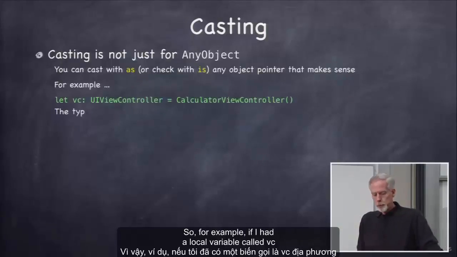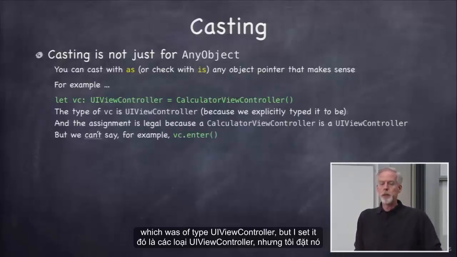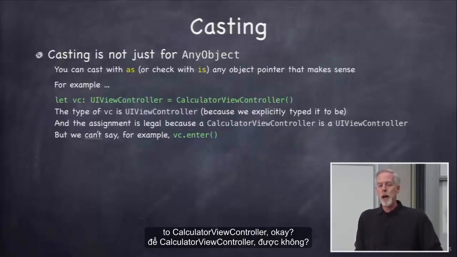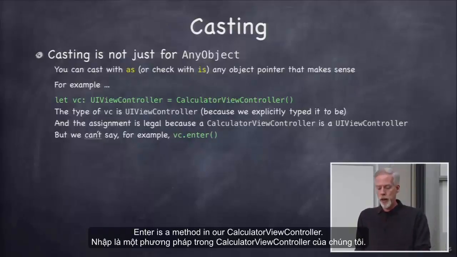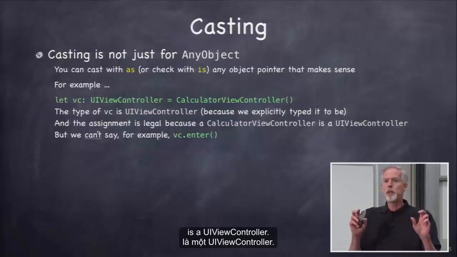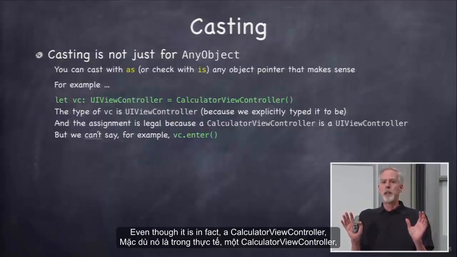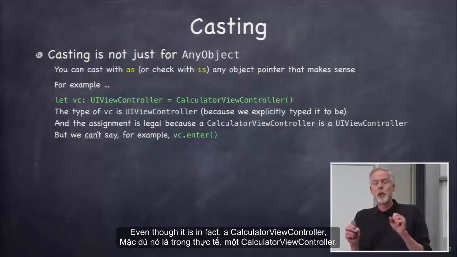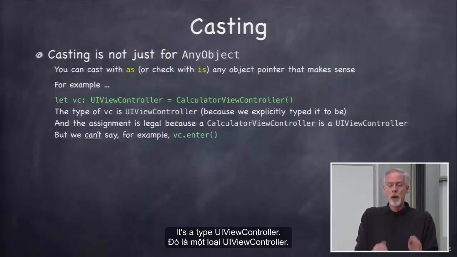So, for example, if I had a local variable called vc, which was of type UIViewController, but I set it to CalculatorViewController, okay? I couldn't say vc.enter, right? Enter is a method in our CalculatorViewController. I couldn't say vc.enter because vc is a UIViewController. So as far as Swift knows, it doesn't respond to enter. Even though it is, in fact, a CalculatorViewController, from Swift's point of view, that local variable is not. It's of type UIViewController.